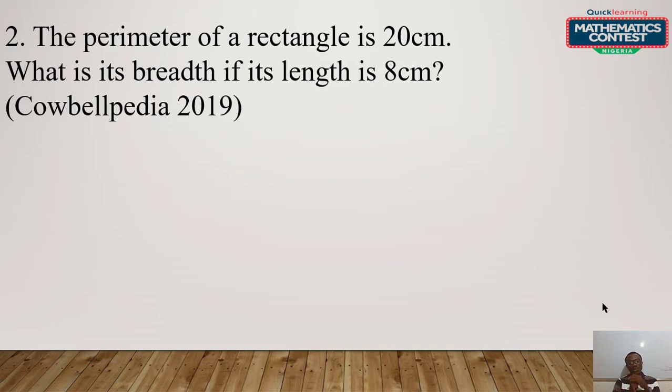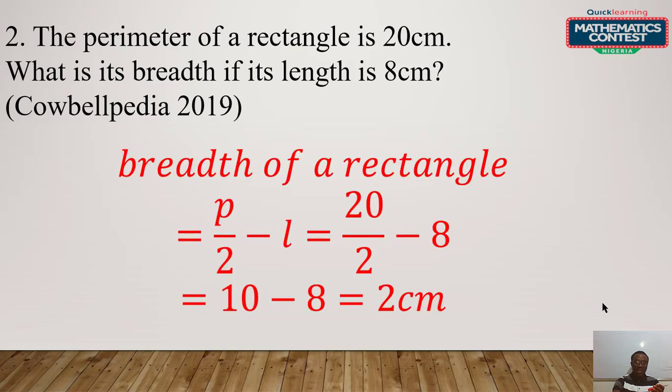Now the next question under perimeter, I trust we understand the first example we just solved. The perimeter of a rectangle is 20 centimeters. What is its breadth if its length is 8 centimeters? It's the same thing we just established in the previous slide. The breadth of a rectangle is the perimeter divided by 2 minus its length. The perimeter in this case is 20, so 20 divided by 2 is 10. 10 minus 8 is 2. So the breadth is 2 centimeters.